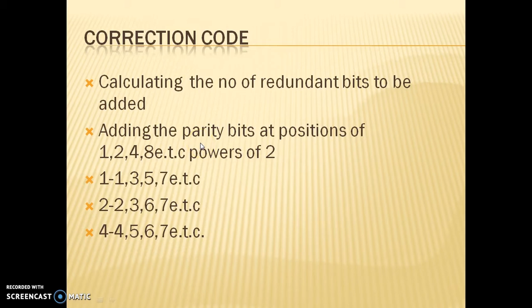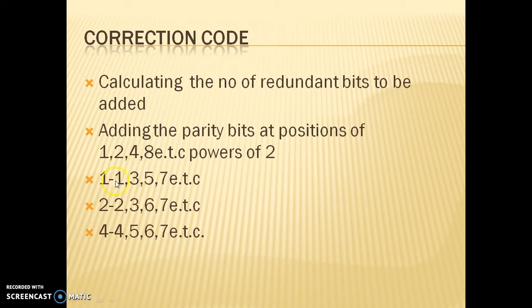So we now have the number of redundancy bits to be added. But where to add these redundancy bits? The redundancy bit positions are the powers of 2: 2 power 0, 2 power 1, 2 square, 2 cube and so on.